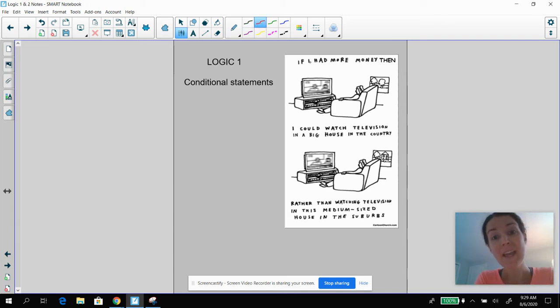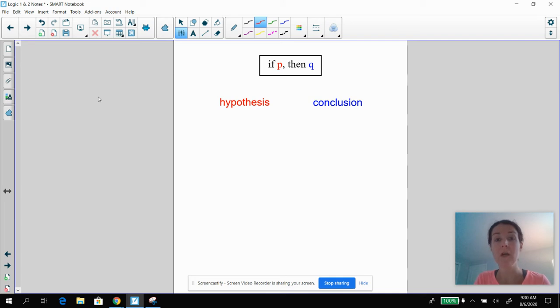This is saying, if I had more money, then I could watch TV in a big house in the country as opposed to a medium-sized house in the suburbs. Cool. So it's saying, if I had money, then I could watch TV. That's a very typical conditional statement. So let's break this down into specific parts. So if I had more money would be our hypothesis, then I could watch TV, blah, blah, blah, blah. That would be our conclusion.